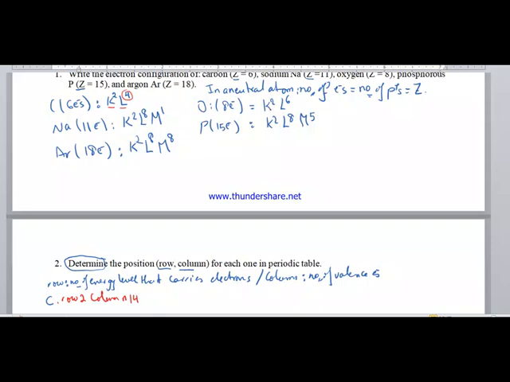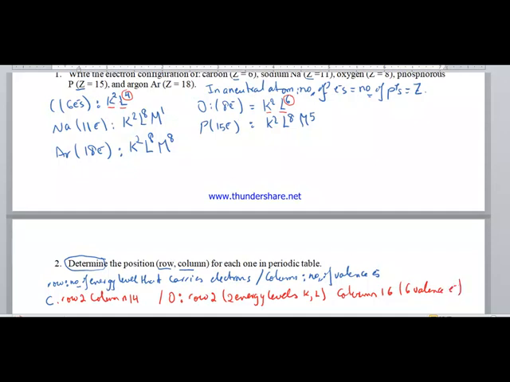For oxygen, we have 2 energy levels, which are K and L. Oxygen is in row 2. And the column is 16, since it has 6 valence electrons.